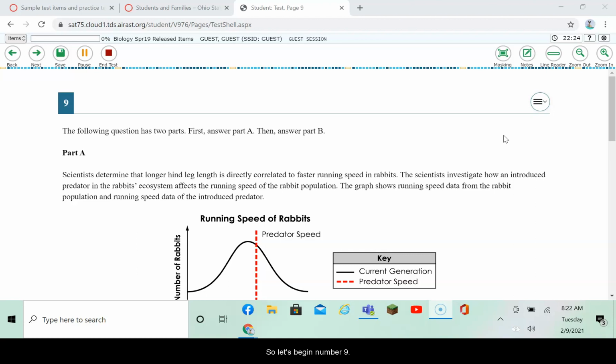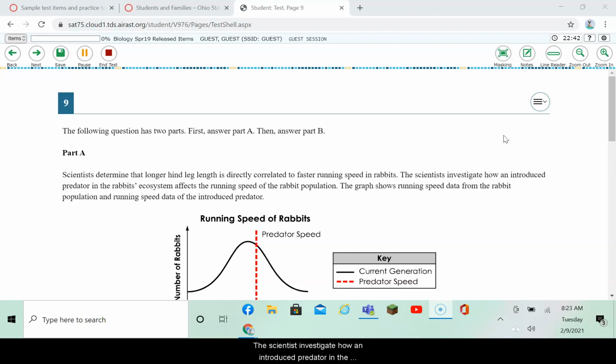So let's begin. Number 9. The following question has 2 parts. First, answer part A, then answer part B. Part A. Scientists determined that longer hind leg length is directly correlated to faster running speed in rabbits.